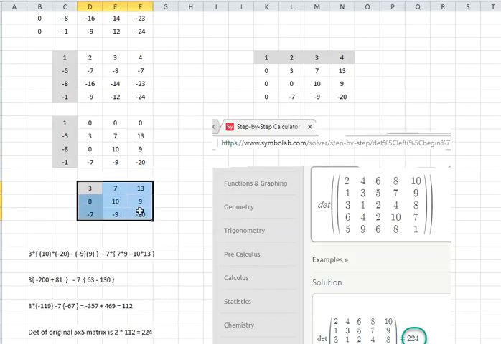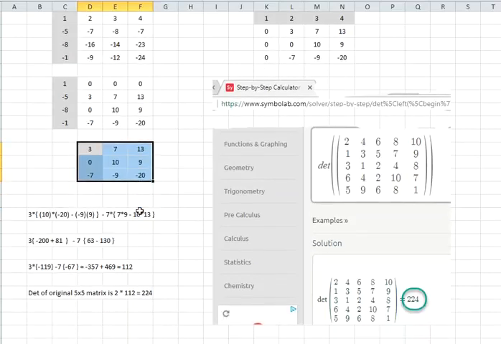Now I'm going to just use the cofactor expansion all the way to get the determinant of this. That would be 3 times 10 times -20 minus 9 times -9. That's what this is over here. And then plus -7 times 9 minus 10 times 13. That's this over here. And we just do the math, and we get 112.